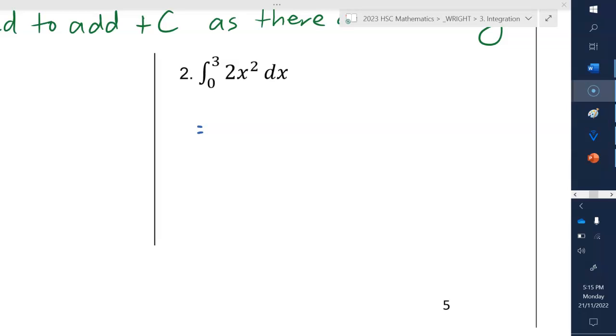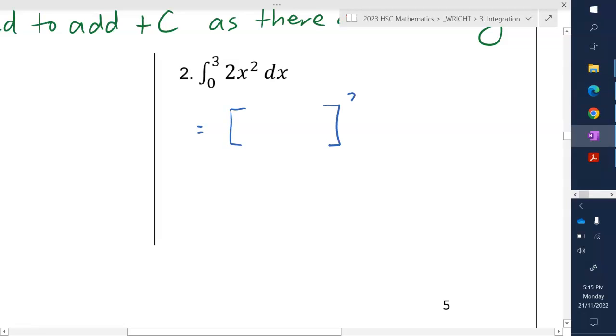Here's our next question. Question number 2 is asking us to find the integral, or the primitive, between 3 and 0 of 2x squared, and that's in relation to x. So I'm going to put my square brackets in there. I'm going to put my 3 and my 0, and now I'm going to integrate what's in here.